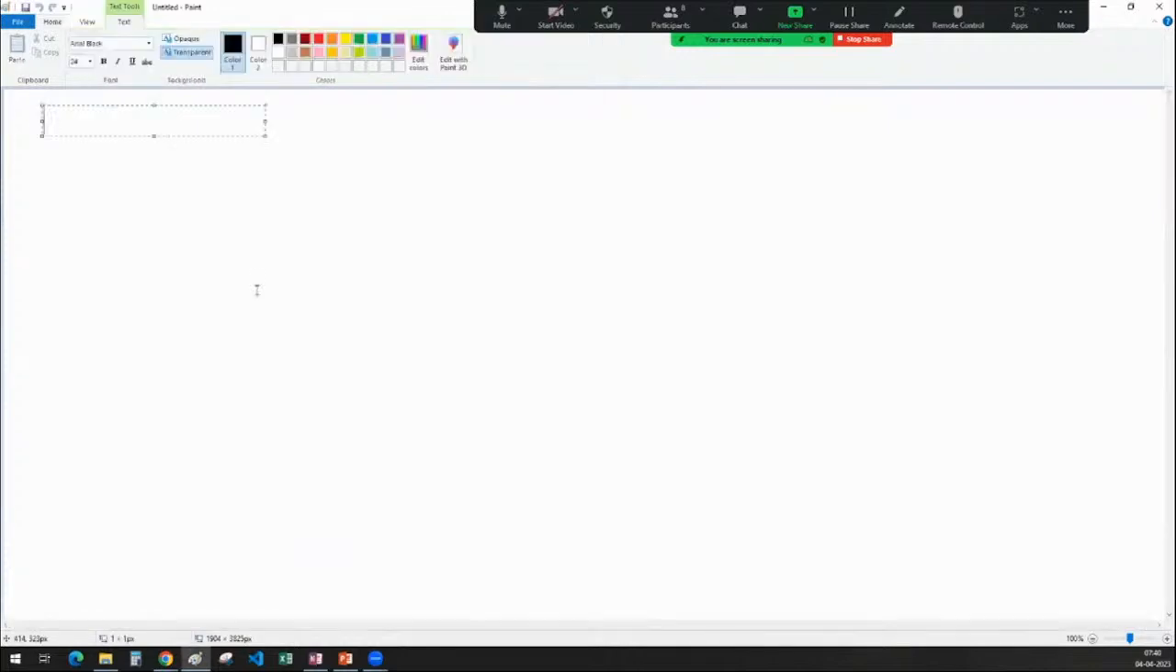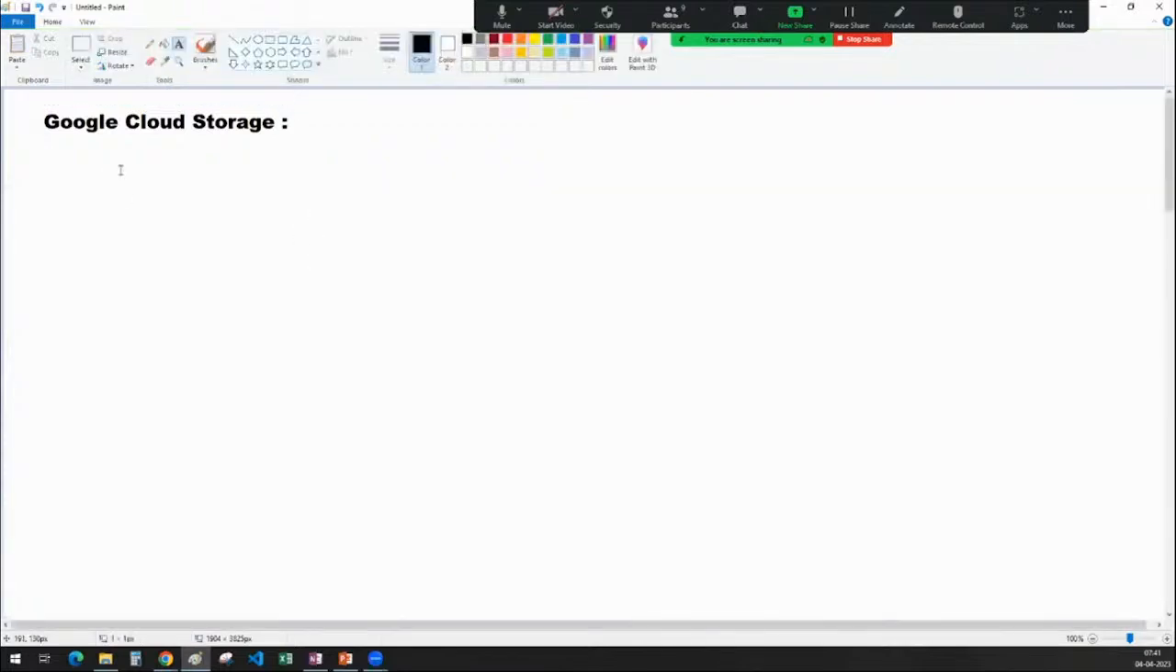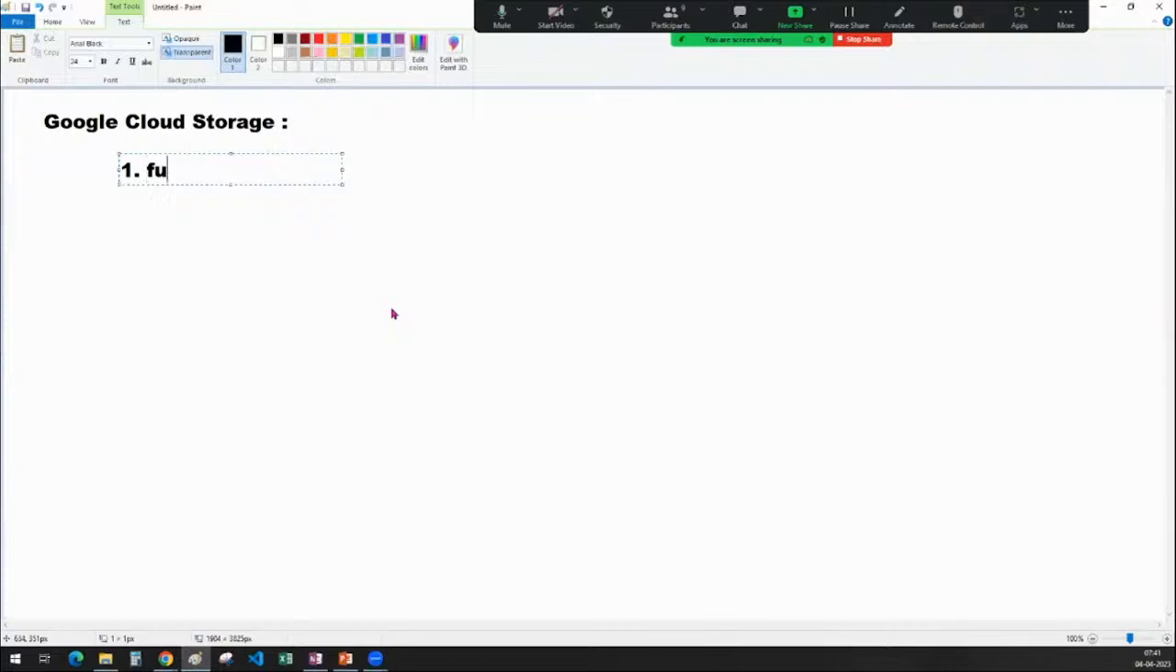So from today, the very first topic that we are going to see is Google Cloud Storage. What is Google Cloud Storage? Let us see first. Google Cloud Storage is one of the fully managed services in the GCP. What do you mean by that, sir? One of the fully managed services in the GCP.